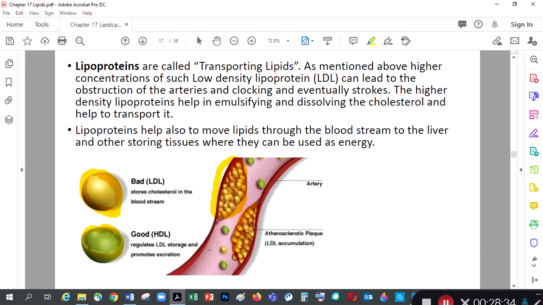You'll see this has started depositing, and the area will become smaller and smaller, so after a while the blood will not go through, and that leads to a stroke.